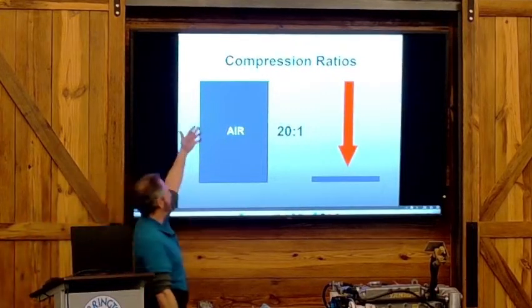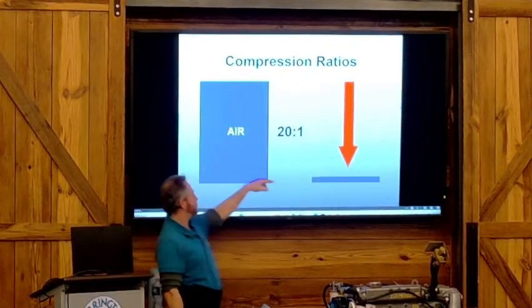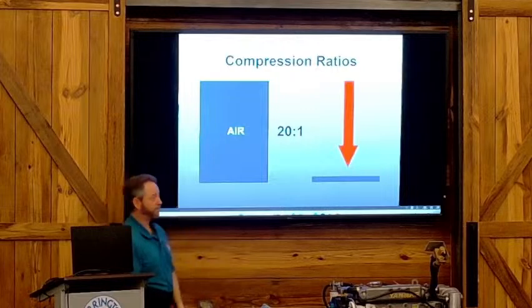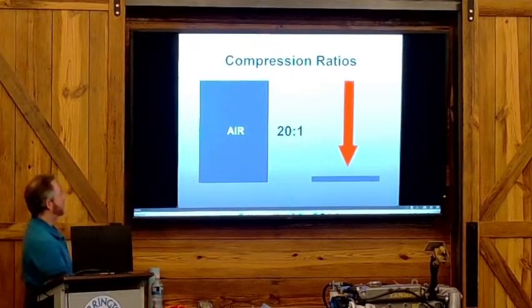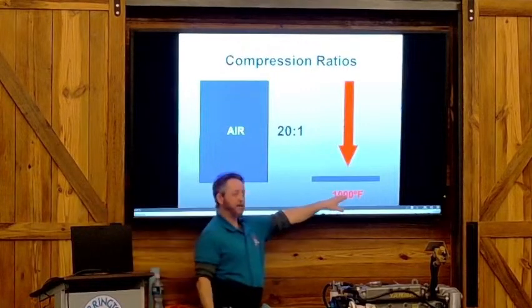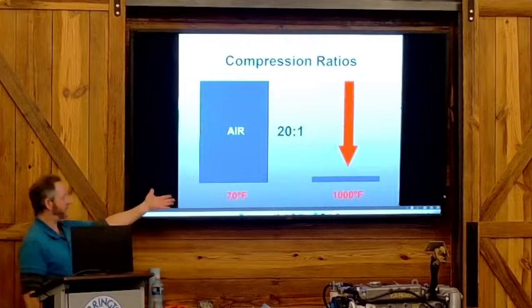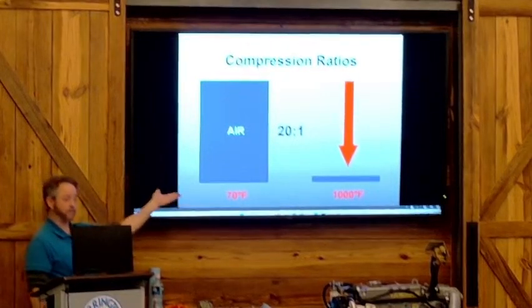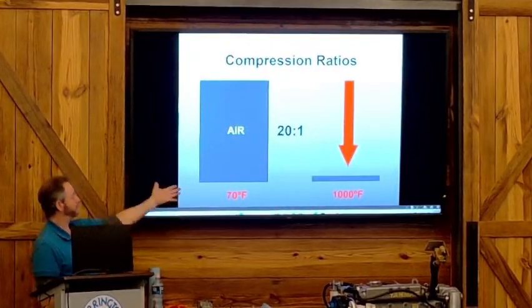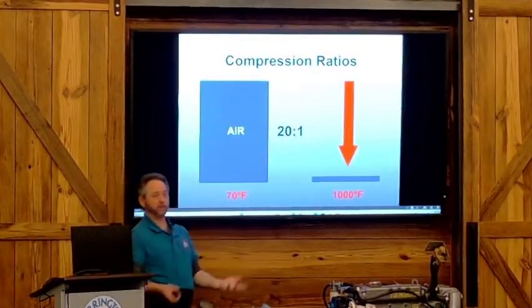All right, so this is graphically accurate. If we compress this volume of air to 1/20th the original size, that's what it would look like. And so we're going to go from roughly 70 degrees Fahrenheit up to about 1,000 degrees in a split second. If we know the ignition point of diesel fuel is 500 degrees, then if we spray diesel fuel into a 1,000 degree environment, it should auto-ignite.